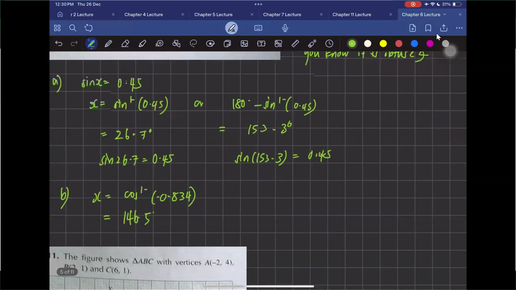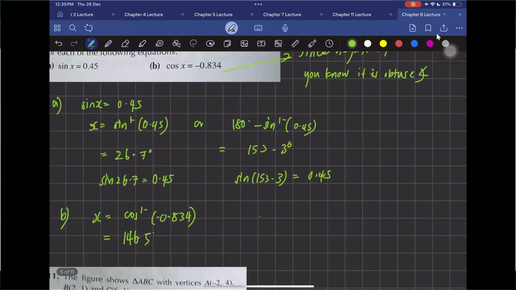Or you can also use the trigo identities. You can put x is equals to 180 degrees minus cosine 0.834. Do note that over here, this is positive.